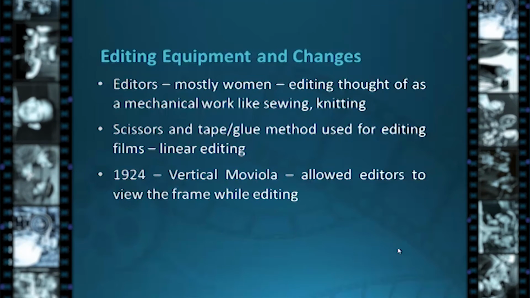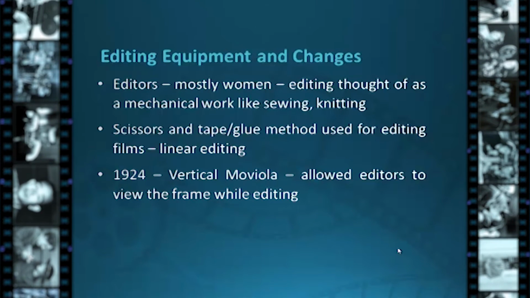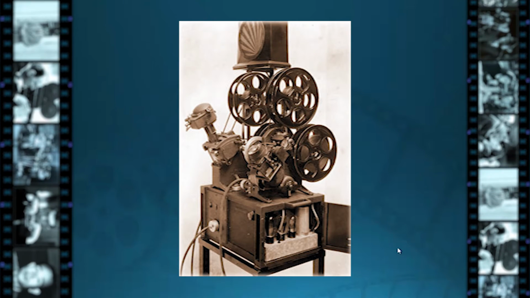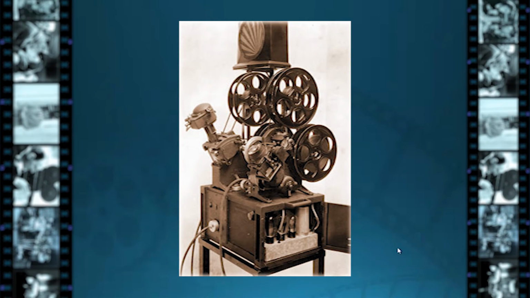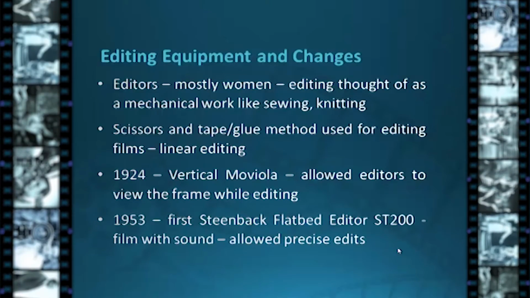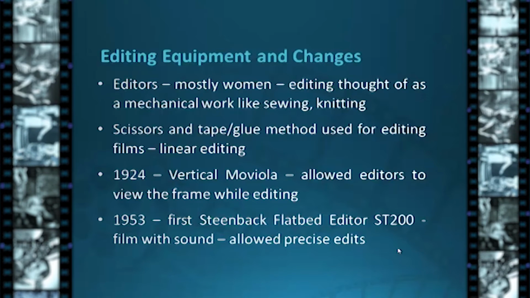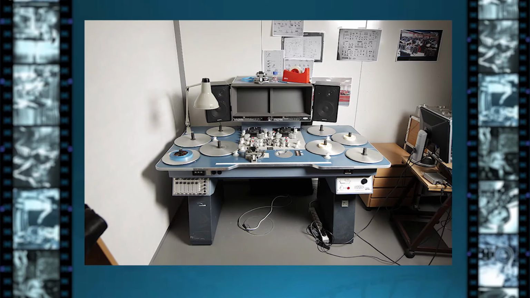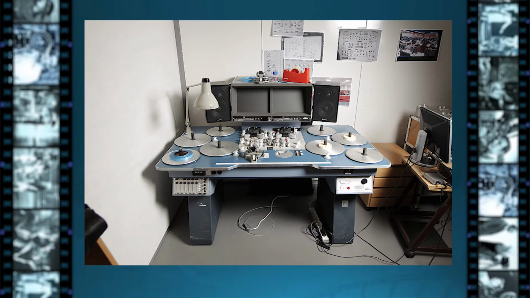In 1924, a very important piece of equipment came to the market, which was the vertical Moviola. What this Moviola did was that it allowed the editors to actually view the frame while editing. Up till then, the editors had to put the film roll up against a light. But with the coming of the Moviola, the editors could place better cuts than they were able to with just the scissor and glue system. In 1953, the first Steenbeck flatbed editor came into existence, which was the ST200. It edited film with sound, and it allowed the editors to place very precise cuts. So these were various advancements that were taking place in editing.